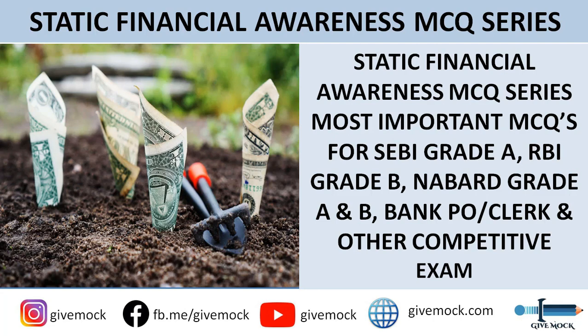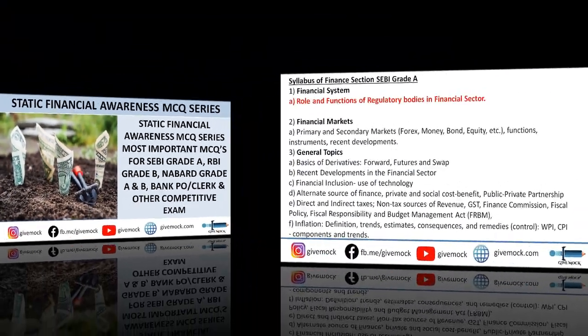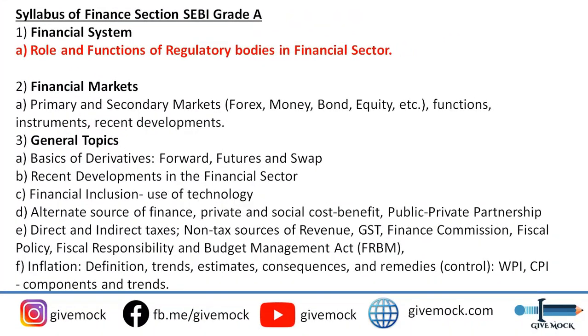And the reason paper 2 becomes more important is that in paper 2, you are expected to score 40%. The cutoff is 40%. If you score 40% and above, then you will be able to clear the cutoff. So SEBI is giving utmost importance to paper 2. And particularly in paper 2, if you look at the syllabus, finance plays a very vital role. It is a very vital section.